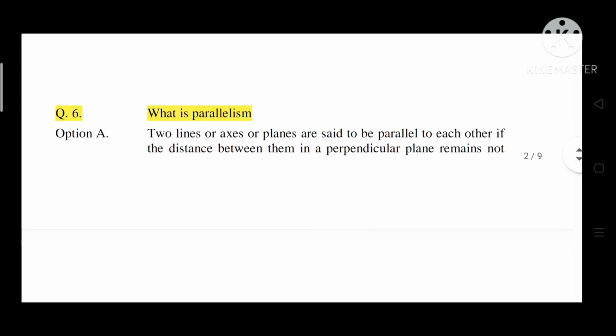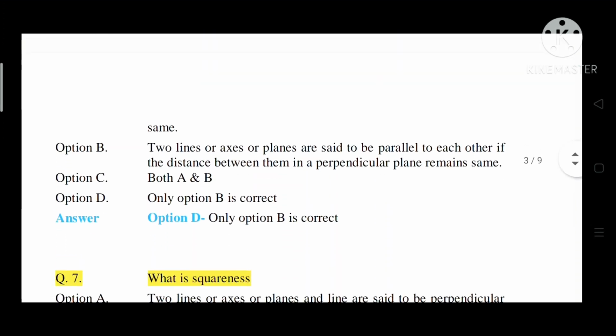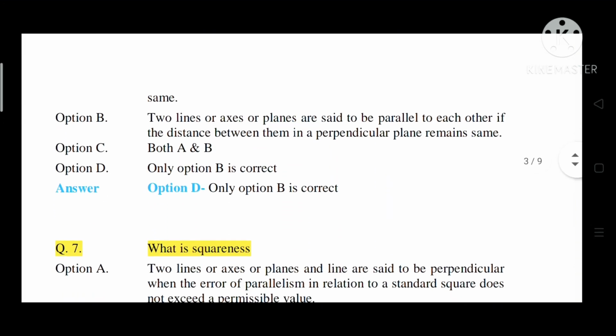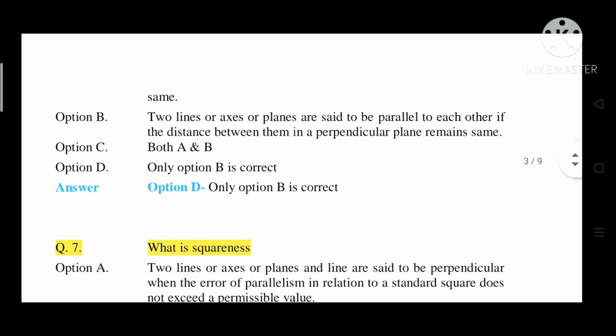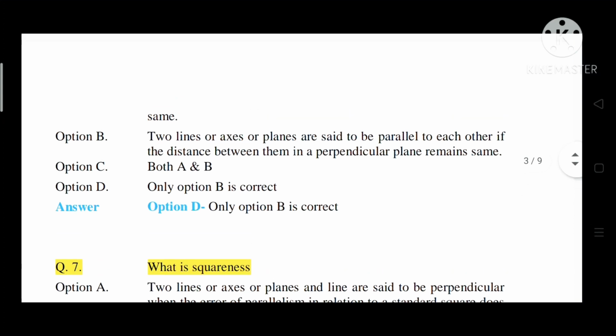Question number 6, what is parallelism? Option A, two lines or axes or planes are said to be parallel to each other if the distance between them in a perpendicular plane remains not same. Option B, two lines or axes or planes are said to be parallel to each other if the distance between them in a perpendicular plane remains same. Option C, both A and B. Option D, only B is correct. So correct answer is option D, that is only option B is correct.